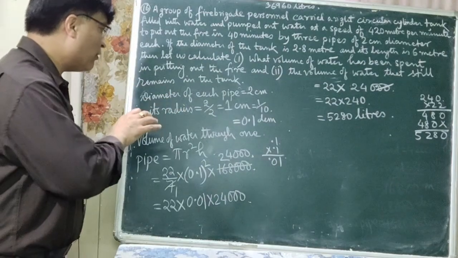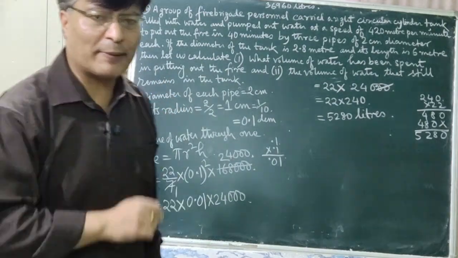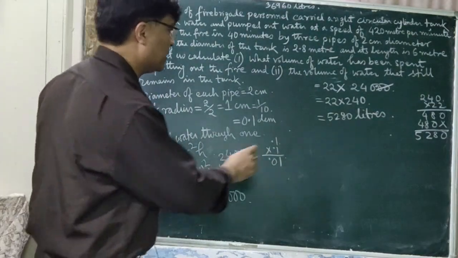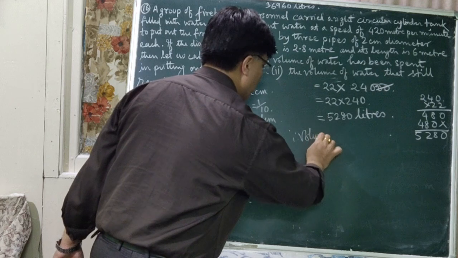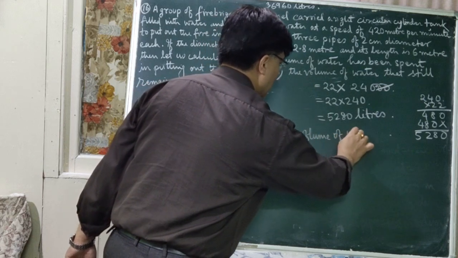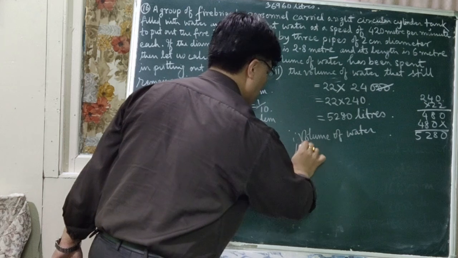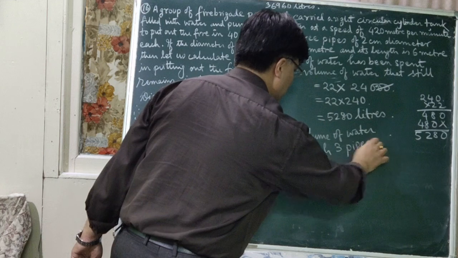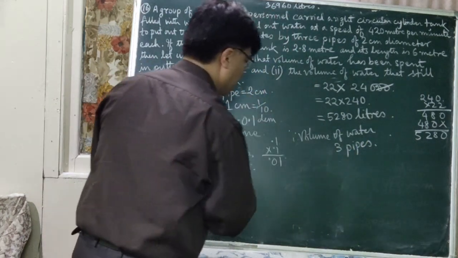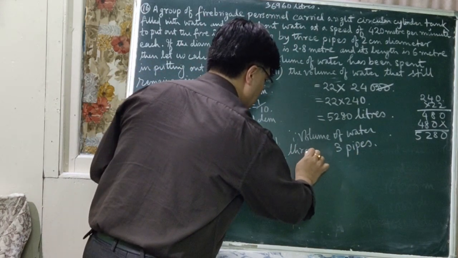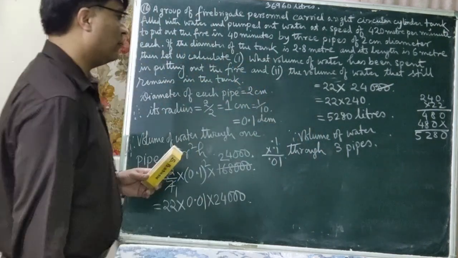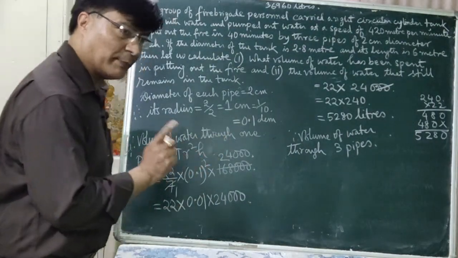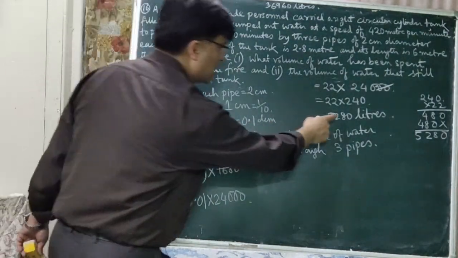Okay, so you have a volume of water through one pipe. There are three pipes along this. So what is the volume of water through three pipes? Therefore, volume of water through three pipes. Volume of water through one pipe is this much.